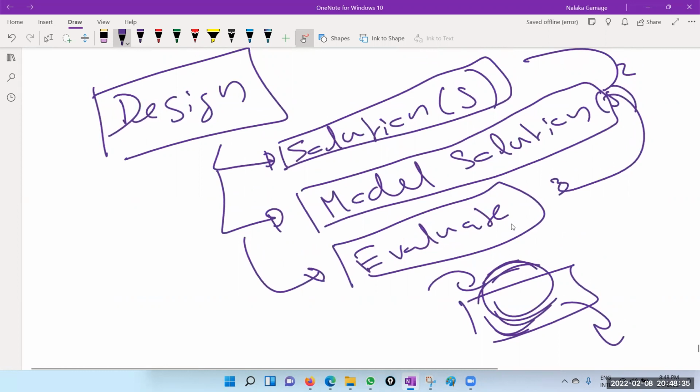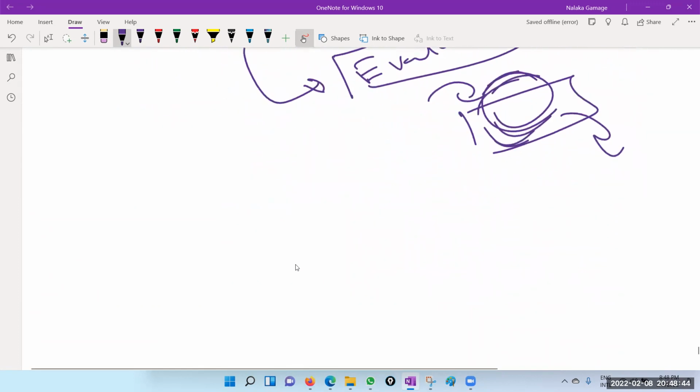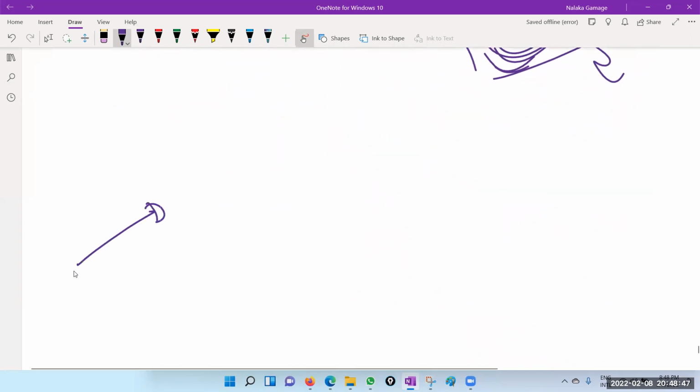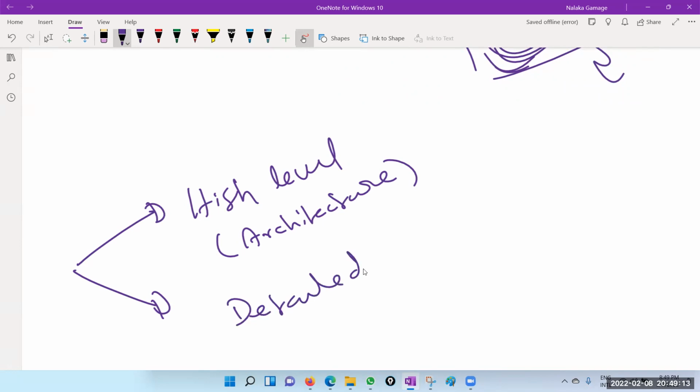When it comes to modeling and also to the design, there are different ways or different aspects. First, we have to come up with a high level design. The high level design is called architecture. Once you settle on the architecture, once you pick the best architecture, then we can go into detailed design, because detailed design heavily depends on the architecture.